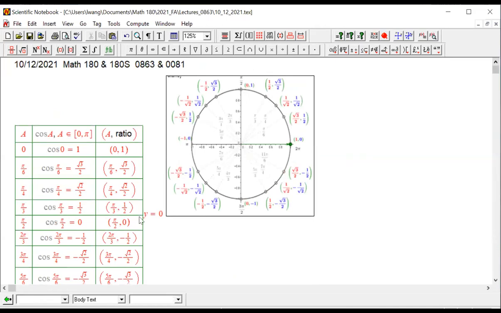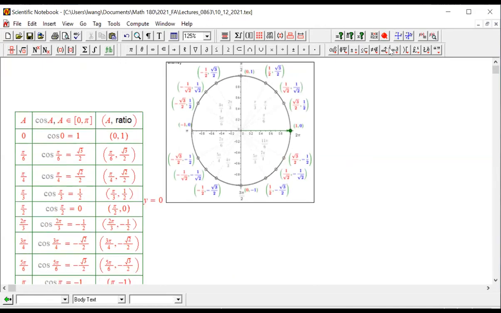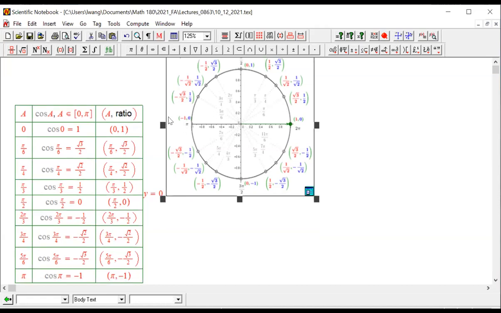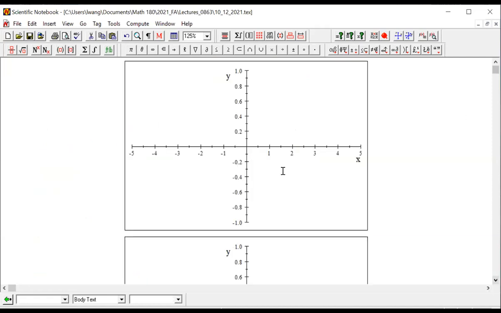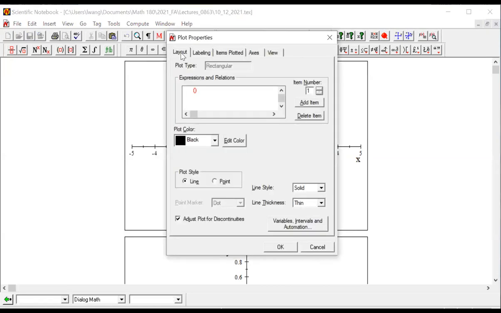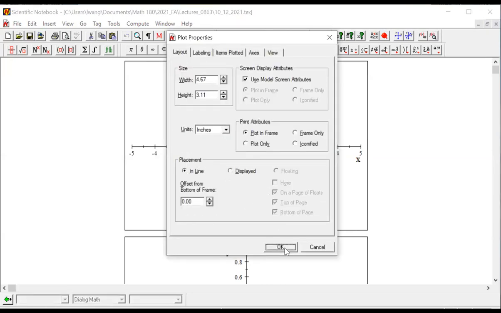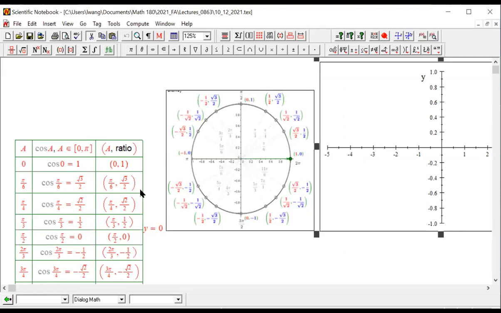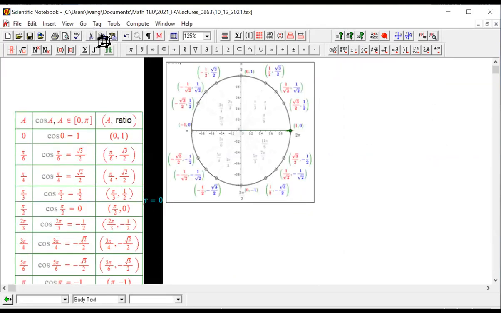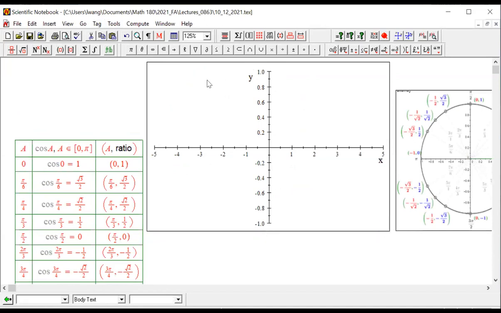Oh, sorry. Come on. What's going on here? Oh, there. So I'm going to bring this picture over. I'm bringing this picture over to here. On this picture, I'm drawing cosine.